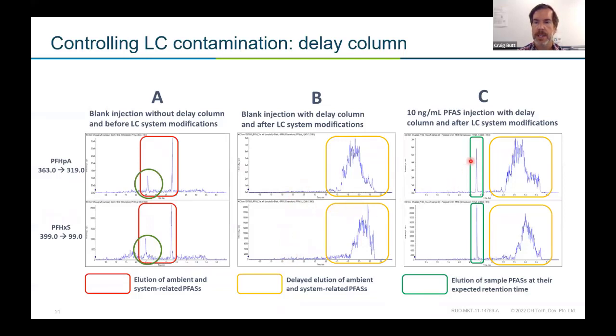And then here you can see nicely a 10 ppb standard compared to the delay. So again, just a little bit more detail in terms of the chromatograms. Without the delay column, often you will see an increase in apparent blanks coming from the LC system.